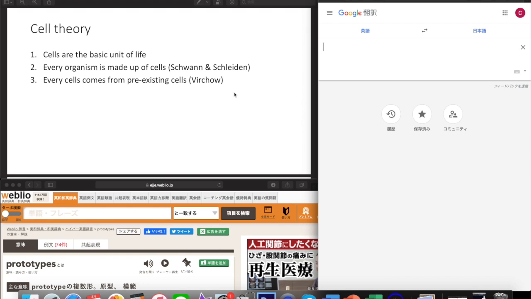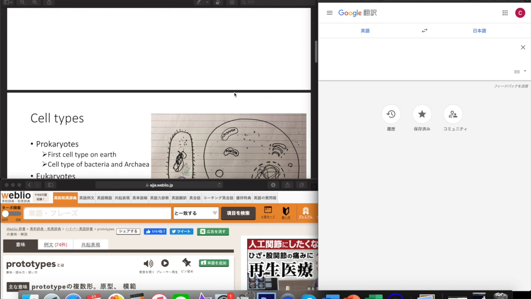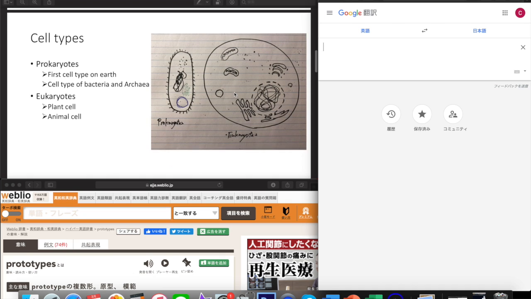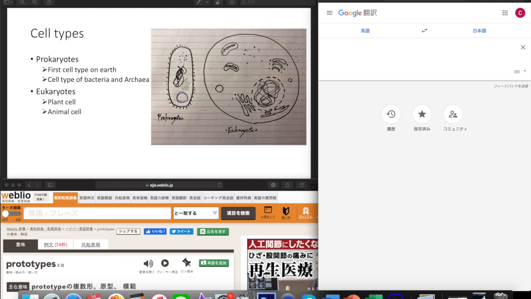Before cell division, the cells are pre-existing cells. After cell division, they are new cells, like daughter cells. We call them daughter cells. Oh, I understand. The mother cell divides, and the daughter cells come from the pre-existing cell by cell division. Do you understand?